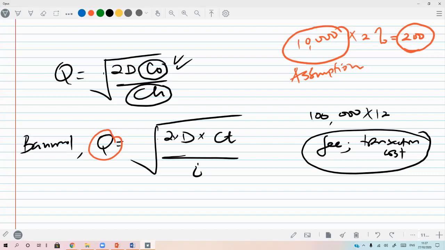Okay, thank you. That's how we get the Q. So we are simply readapting the EOQ model to be suitable for cash management.